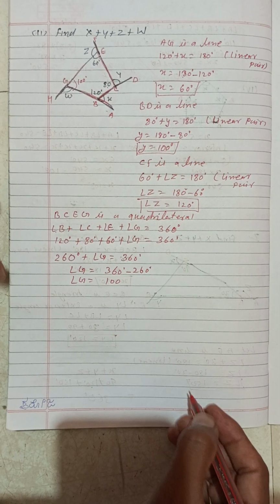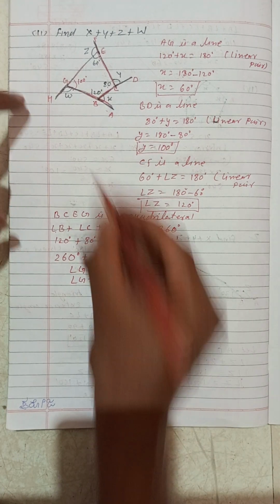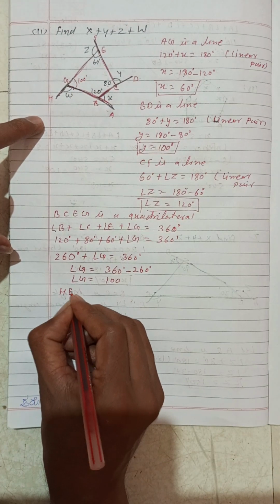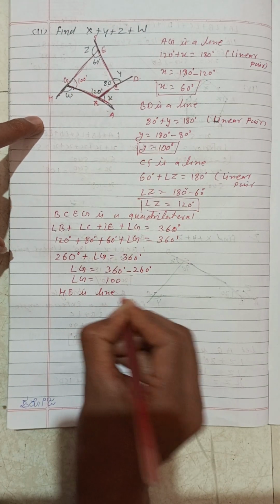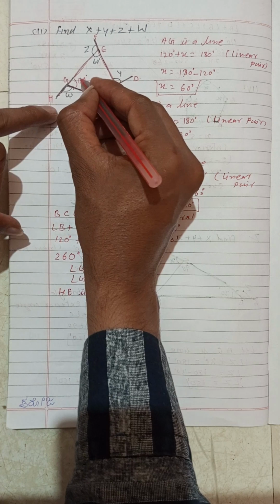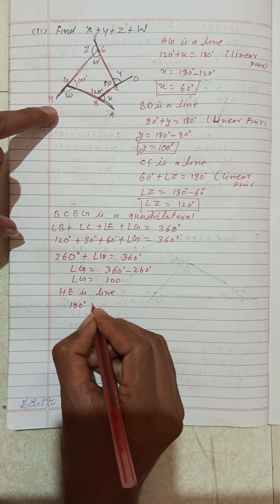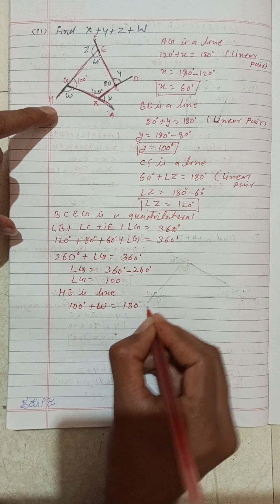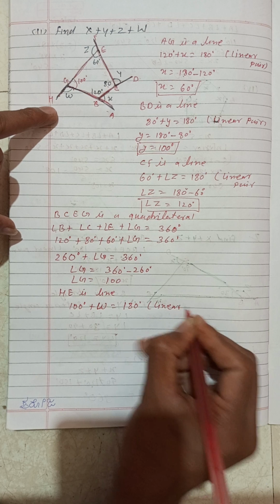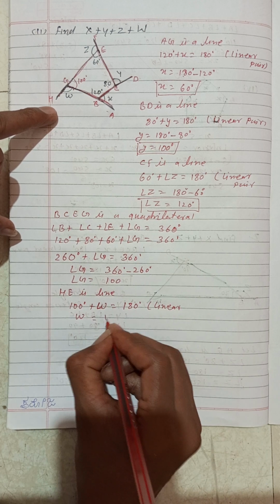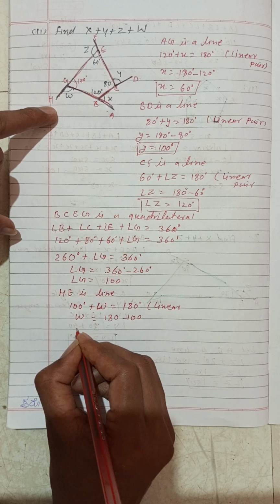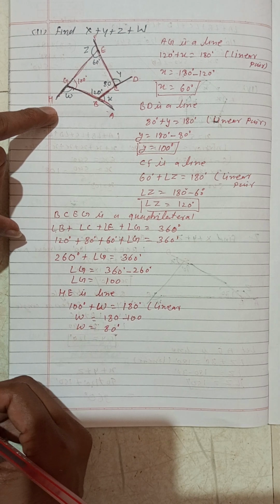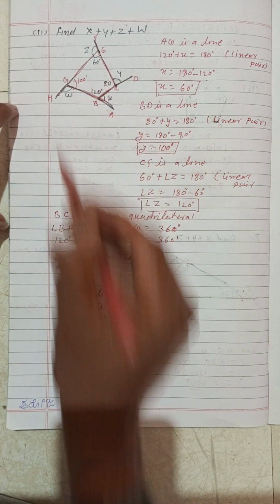Now we are finding angle W. This is a line, HE is a line. So we can write 100 degree plus angle W is equal to 180 degree. Why? Because of linear pair. Then W is equal to 180 minus 100, which is 80 degree. Otherwise, in a quadrilateral the opposite angles are similar, and here it came the same.